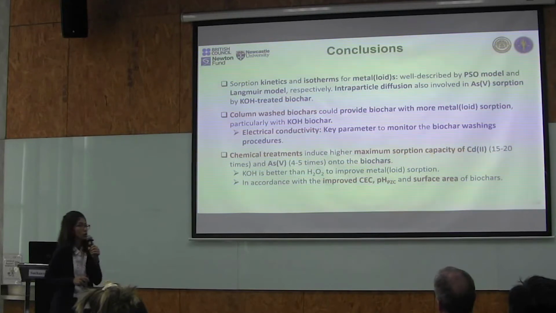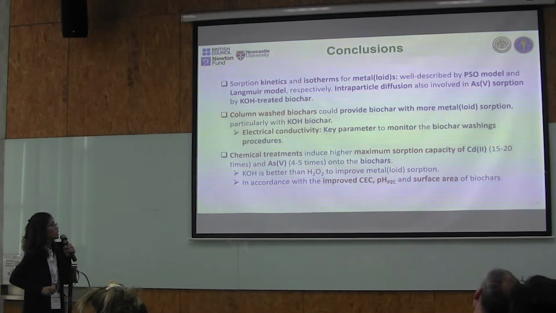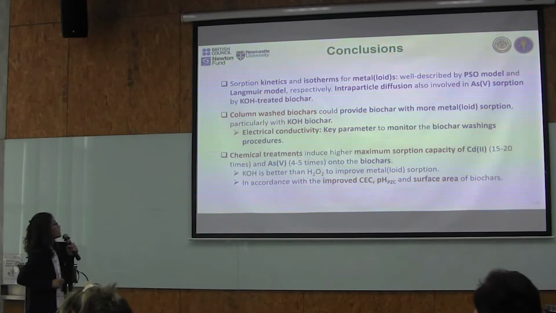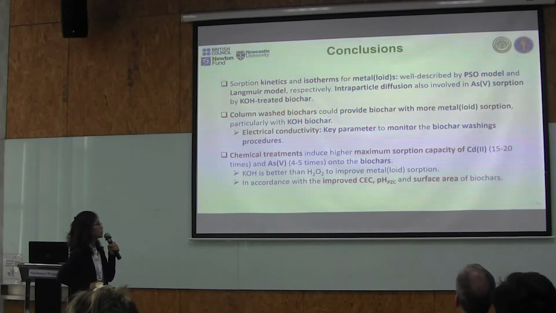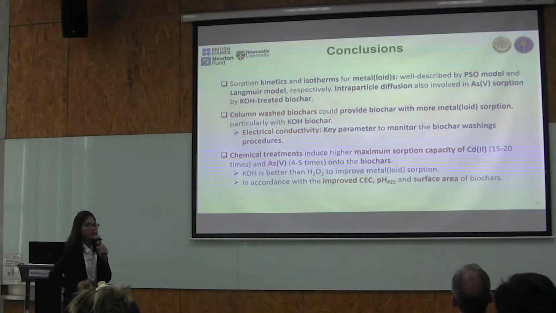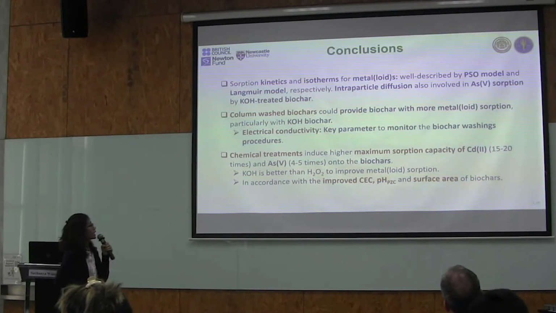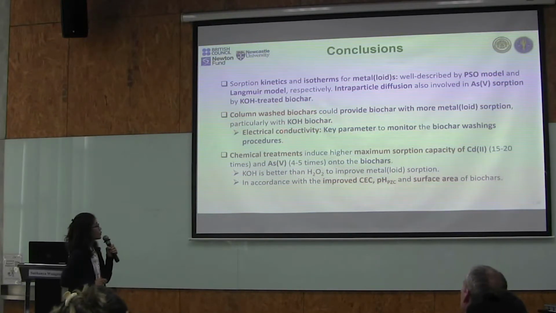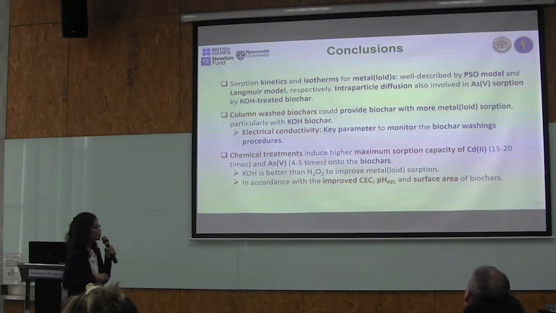And now come to the conclusion. The absorption kinetic is well described by the pseudo second order model, while the isotherm is well described by the Langmuir model. And also the intra-particle diffusion is involved for the case of arsenic 5. In this study, we highlight that the column washing is important. When we do the washing of the biochar with the column, the absorption efficiency of the metal is improved a lot on the biochar, particularly with the KOH treatment.